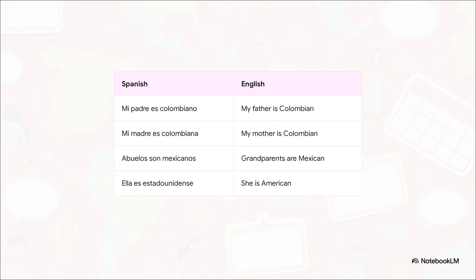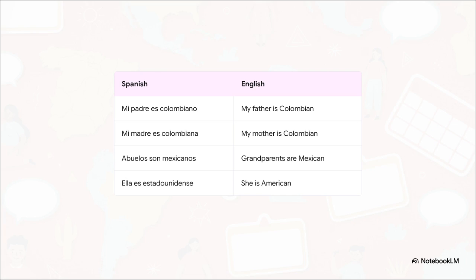Let's actually see this rule in action. If you want to say, my father is Colombian, you say, mi padre es colombiano. See that? Because padre is masculine, we use that O ending. But if we switch to talking about your mother, the ending has to shift to match. It becomes mi madre es colombiana. If you're talking about both of your grandparents together, it becomes plural. Mis abuelos son mexicanos.